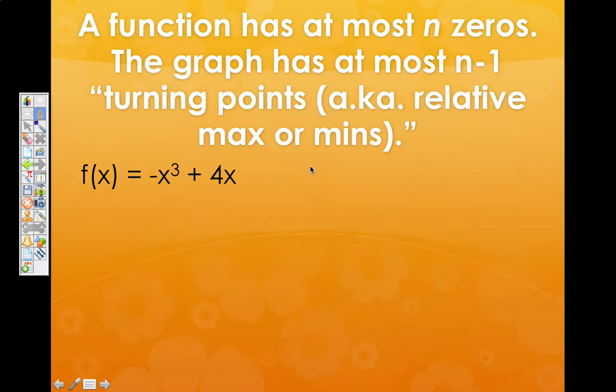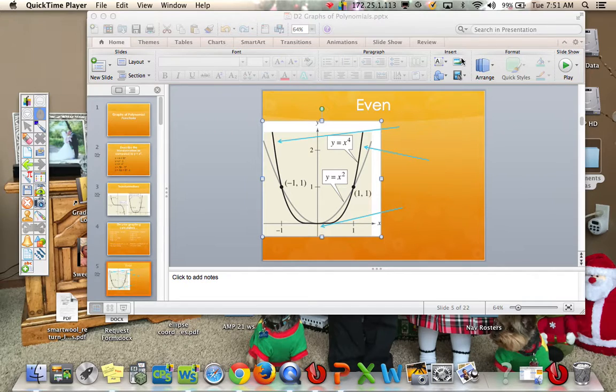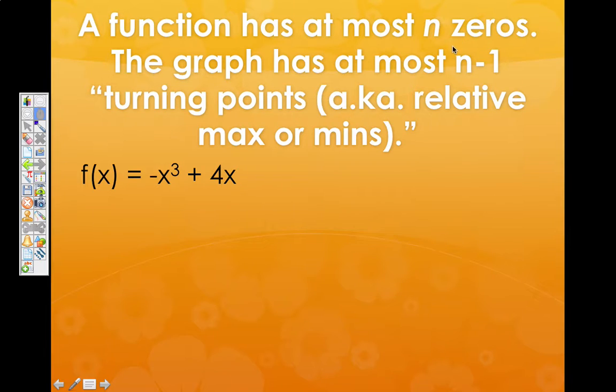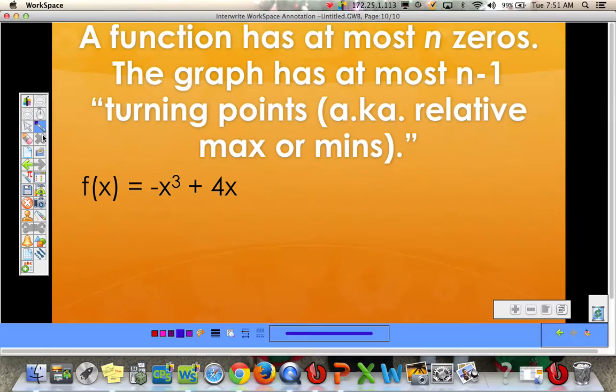A function has at most n zeros, and the graph has at most n minus 1 turning points, relative mins or maxes. So from this graph right here, again, it has 3 zeros, which means it changes direction n minus 1 times, so 2 turning points. It changes direction twice.